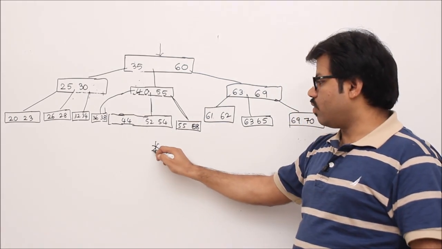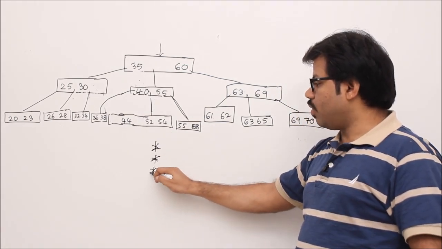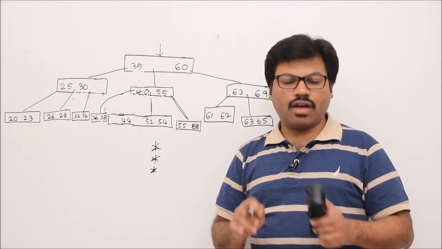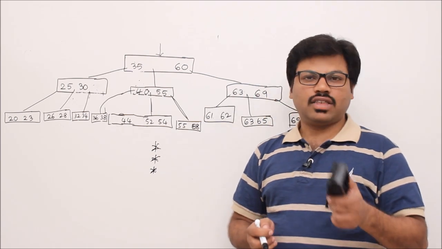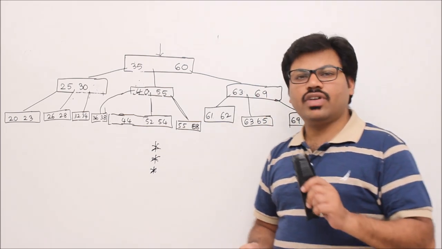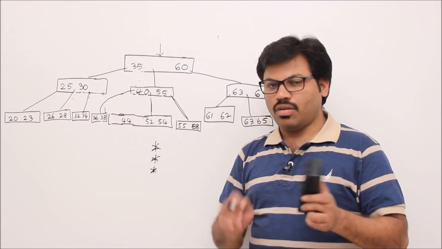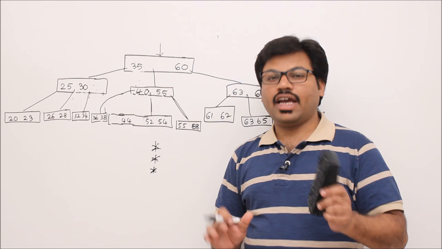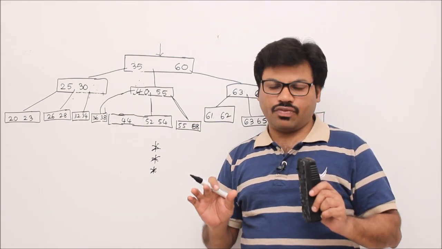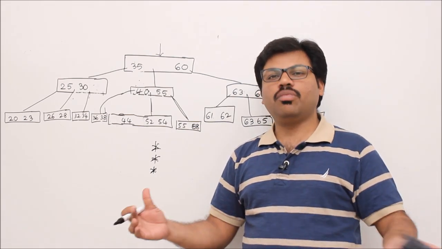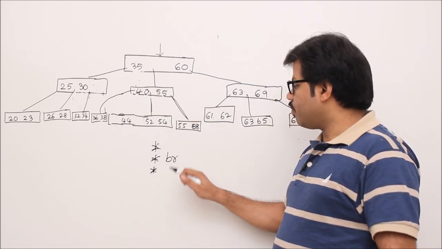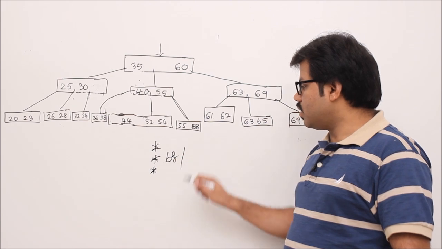Let's summarize the things now. Step number 1, always we start deleting at the leaf. If the leaf, after deleting also, has sufficient keys, happy. If the leaf doesn't have sufficient keys, then we borrow from the left sibling, otherwise the right sibling, if they have sufficient keys. If they don't have sufficient keys, then go for merging, right? So that is the one thing, either borrowing, otherwise merging.